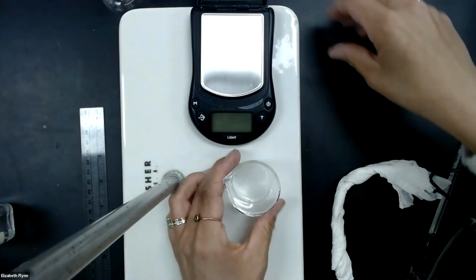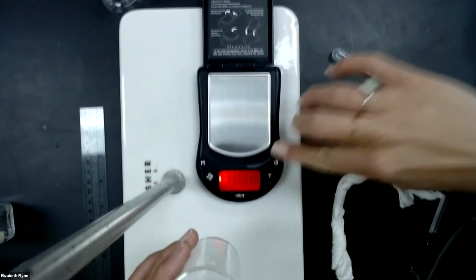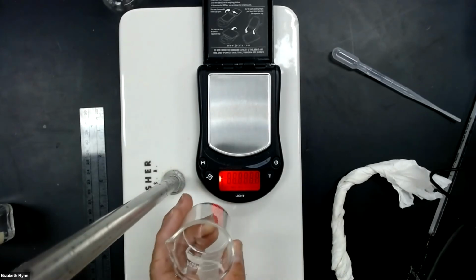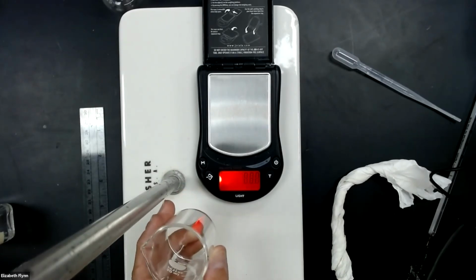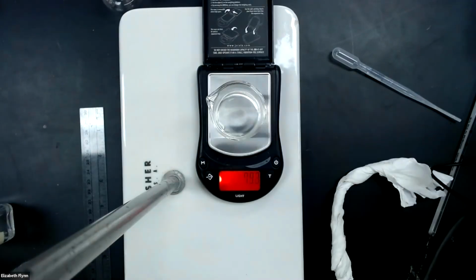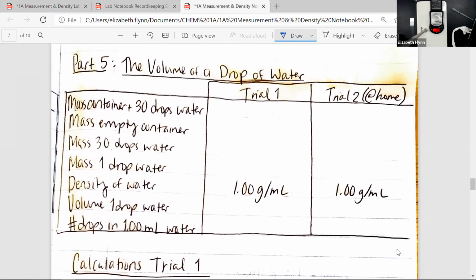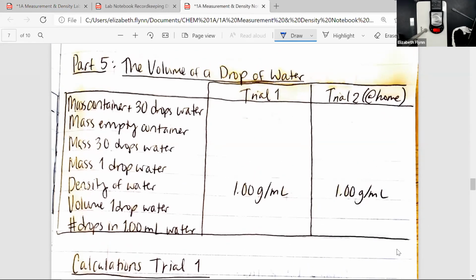All right. So now I'm going to weigh my beaker plus the 30 drops, working quickly because we don't want it to evaporate. And now 29.47 grams. Okay, so let's get this down on our lab notebook. Container plus 30 drops, 29.47.